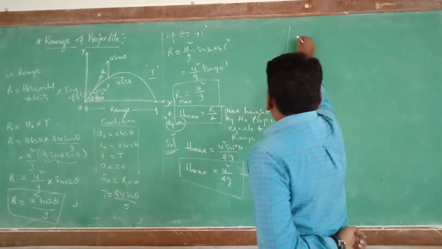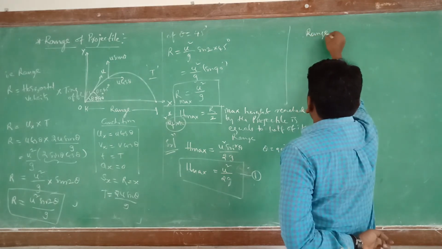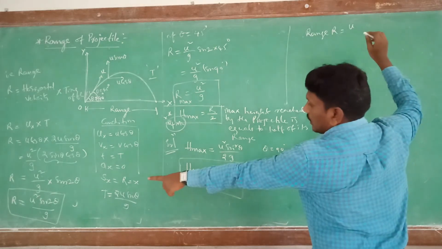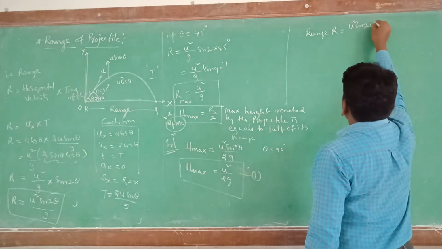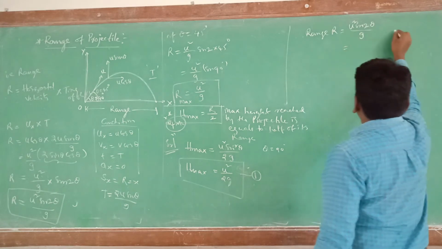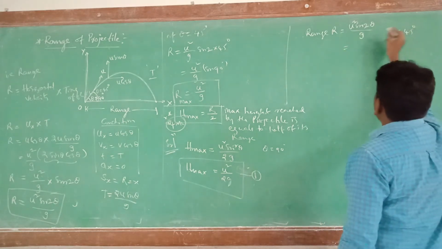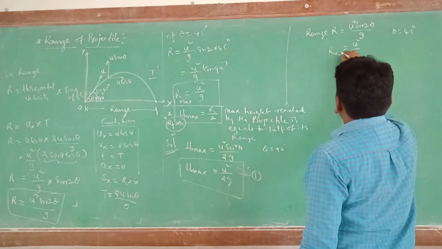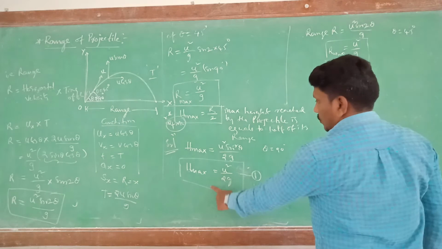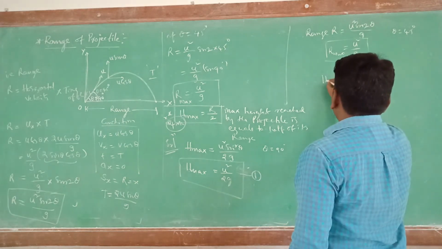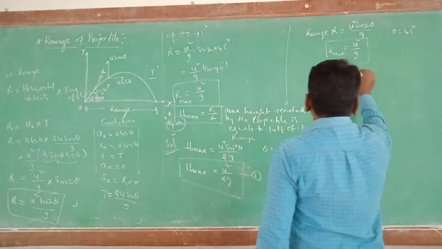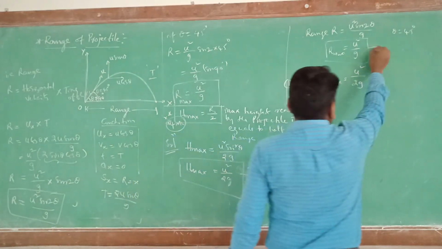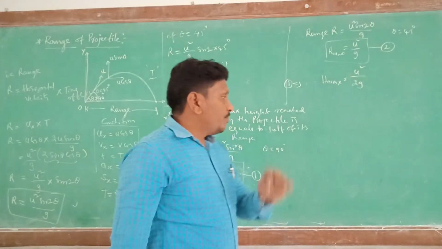Now, what is the range? Range R is equal to u square sin 2 theta by g. Here theta is equal to 45 degrees, then u square by g. This is R max. This is h max. Therefore, h max is equal to u square by 2g, from equation 1.